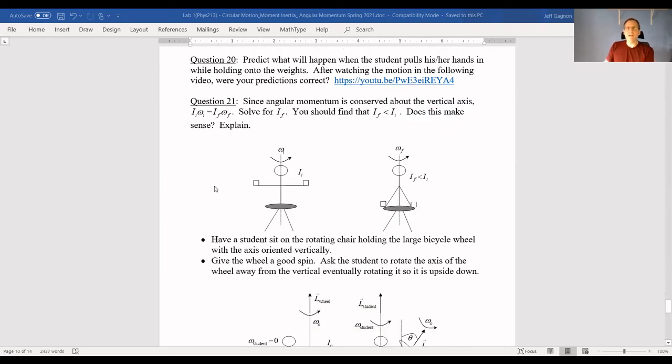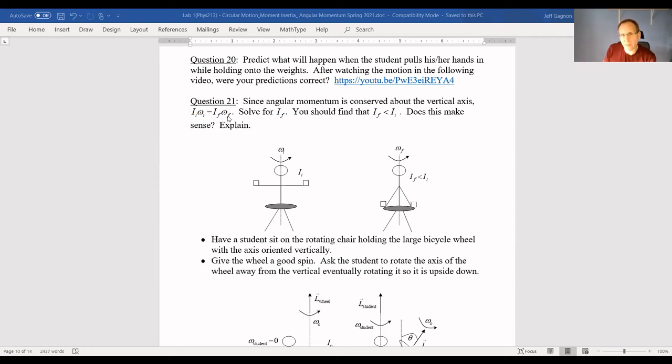Okay, question 21. Since angular momentum is conserved about the vertical axis, then we know that the initial angular momentum must equal the final angular momentum about the vertical axis. So I can say I initial times omega initial, remember that's the initial angular momentum, equals I final times omega final. So I want you to solve this for I final, just algebraically.